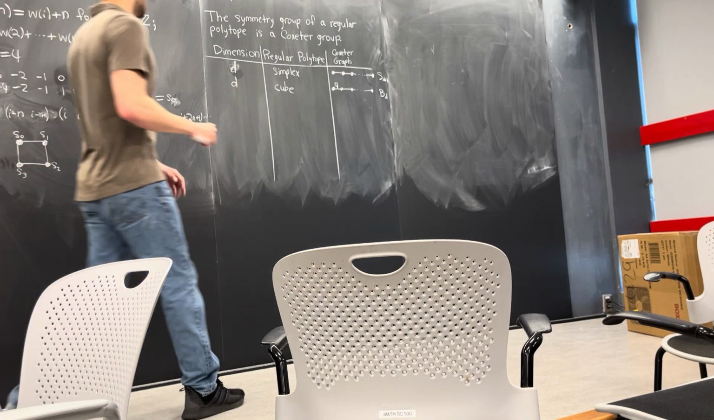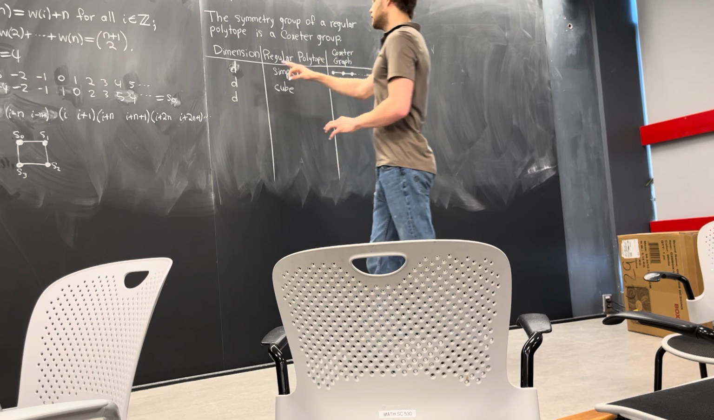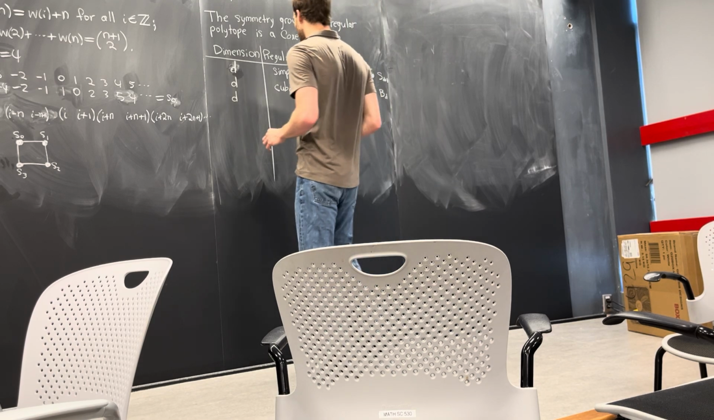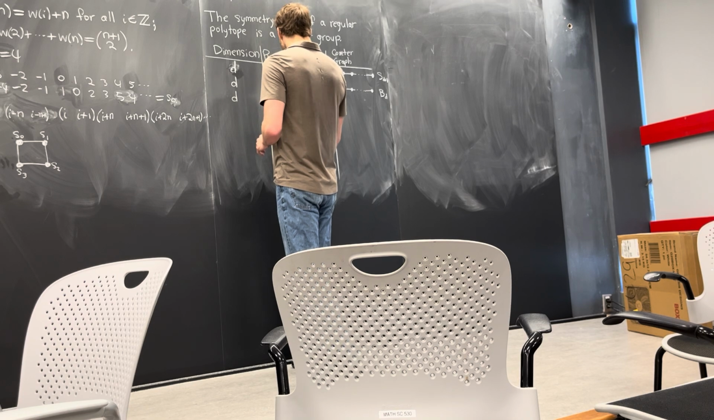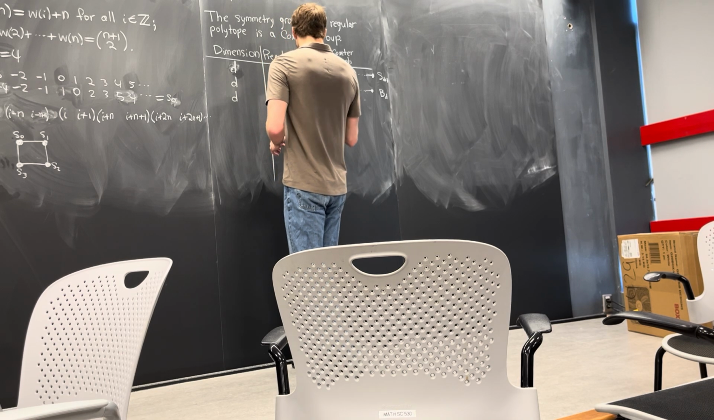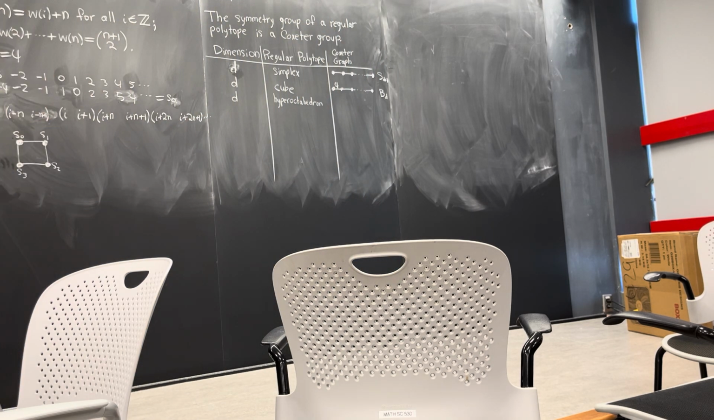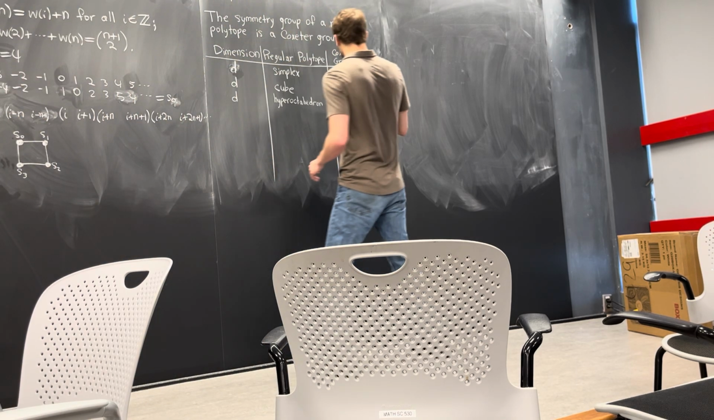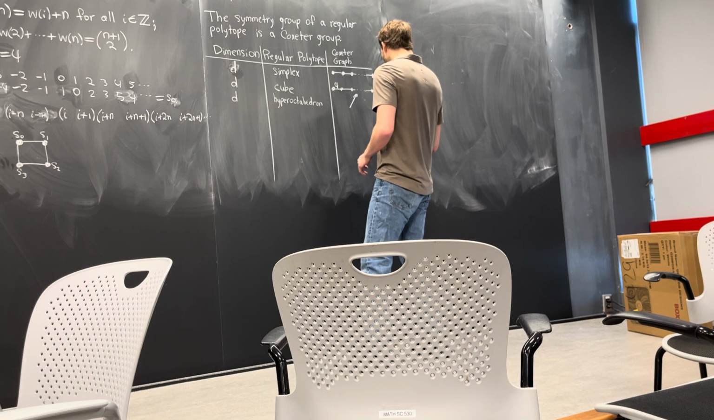So also, there's another d-dimensional regular polytope, which is the hyperoctahedron. And again, its symmetry group is the hyperoctahedral group, which is why this is called the hyperoctahedral group. So it's the same thing as this, and again, it's B_D.